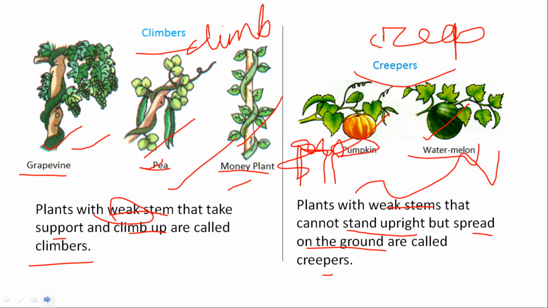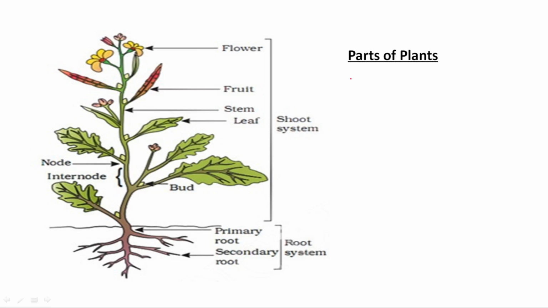Okay, next to move. Here you look at parts of plants. Okay, so this is a plant. We have above ground and below ground. Above ground is called the shoot and below ground is called the root.